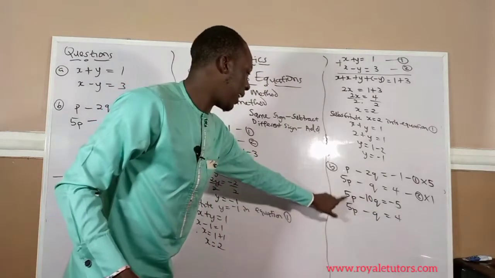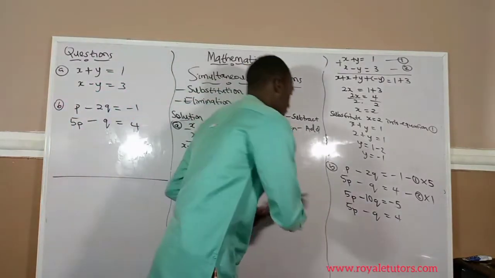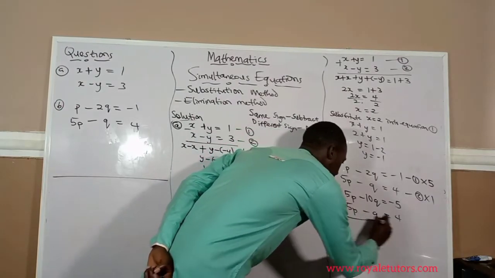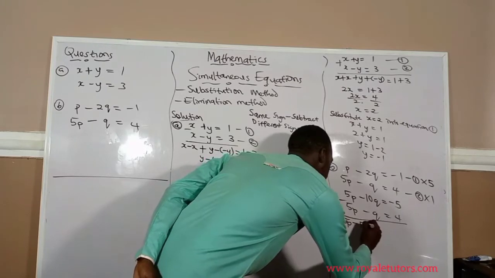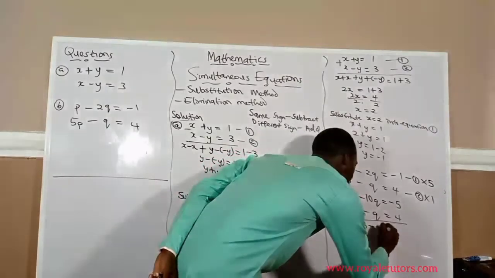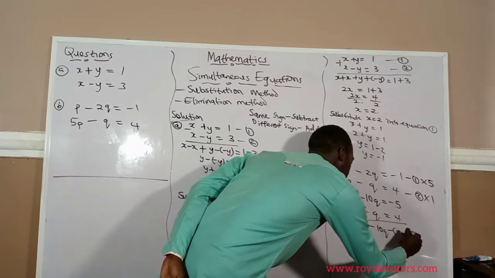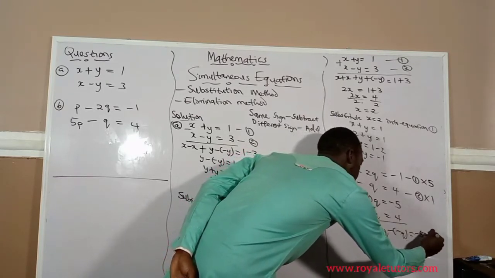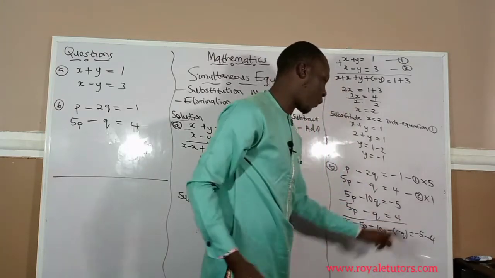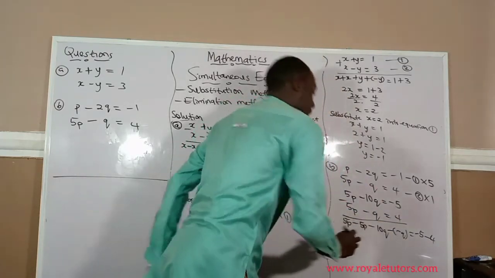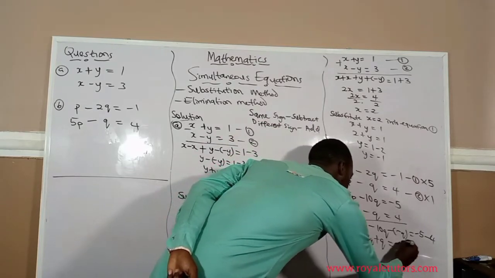Now, looking at this, they have the same sign, and once they have the same sign, we do what? We subtract. So now, let's subtract. 5p minus 5p, then minus 10q minus minus q, that is minus 10q plus q, is equal to minus 5 minus 4. Now 5p minus 5p will vanish. So we have minus 10q plus q is equal to minus 9.